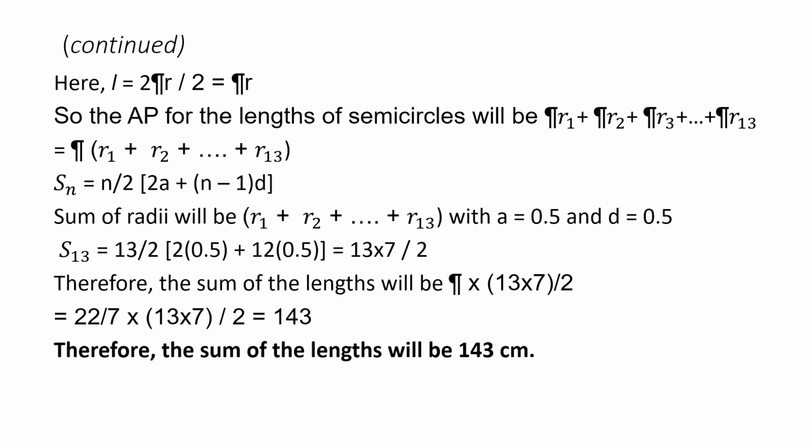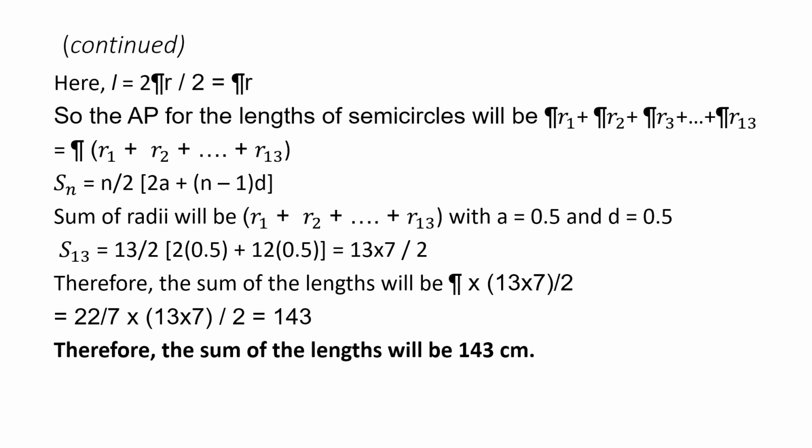Now, so the sum of the radii would be R1 plus R2 plus up to R13. Now we know that R1, R2, up to R13 are the terms of an arithmetic progression with the first term 0.5, and the common difference is also given to be 0.5. So putting the values, S13 would be 13 by 2, 2 into first term 0.5 plus 13 minus 1, 12, into common difference 0.5, which is 13 into 7 by 2.